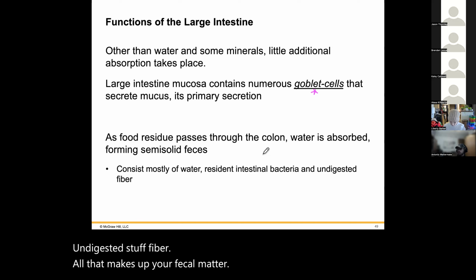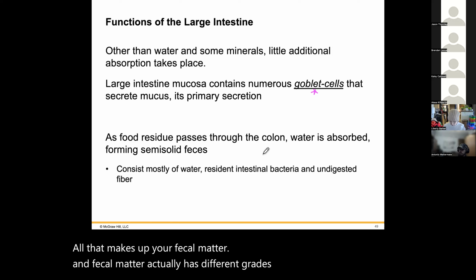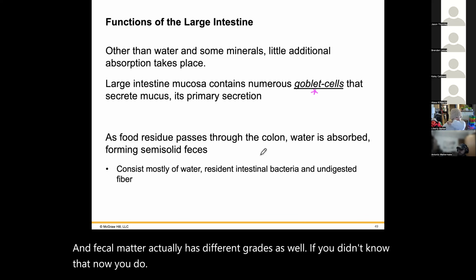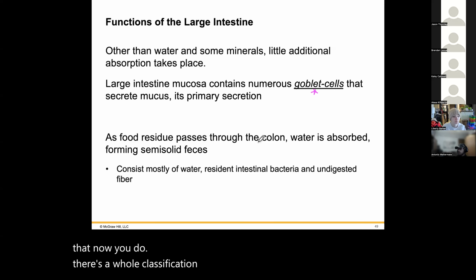And fecal matter actually has different grades as well. If you didn't know that, now you do. There's a whole classification system based on the consistency of your feces. It's fantastic.